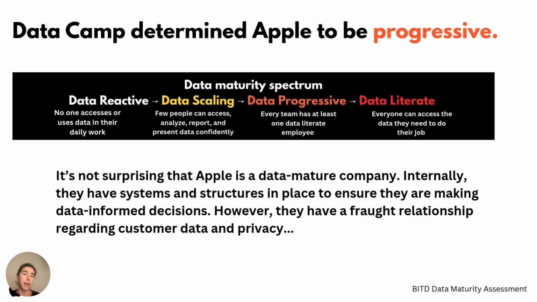So we ran the data maturity assessment, and it was determined that Apple is data progressive. They're not quite data literate, but basically, every team has at least one data literate employee. This wasn't that surprising. We did expect that internally they would have systems in place to be making data informed decisions regularly. However, they do have a very fraught relationship with customer data and privacy, less so how they use it to make their business decisions, but customers are very aware of what they're using their customers' data for.